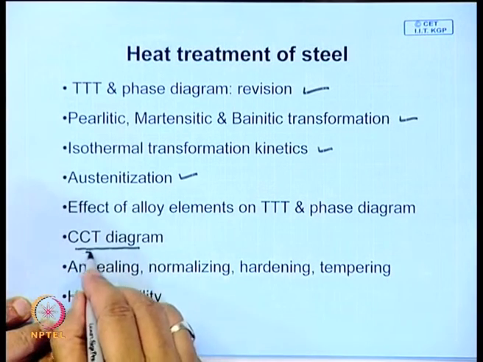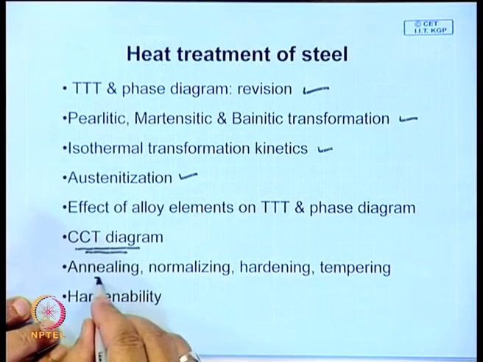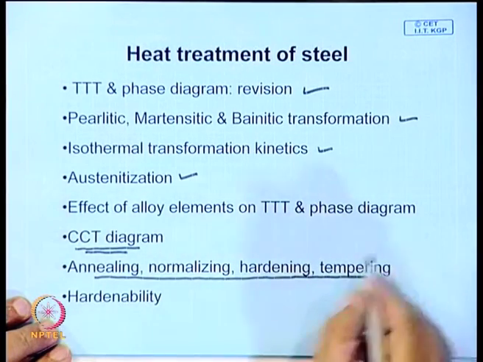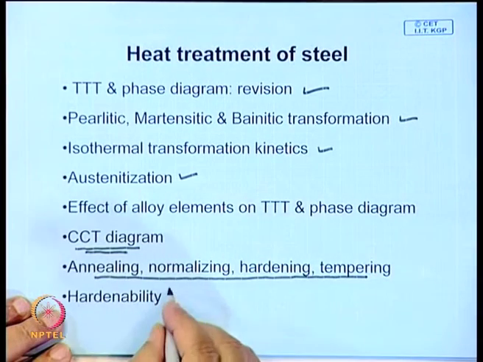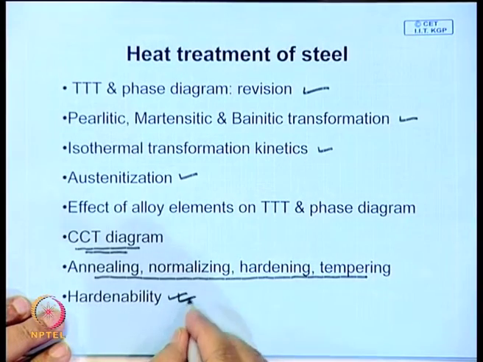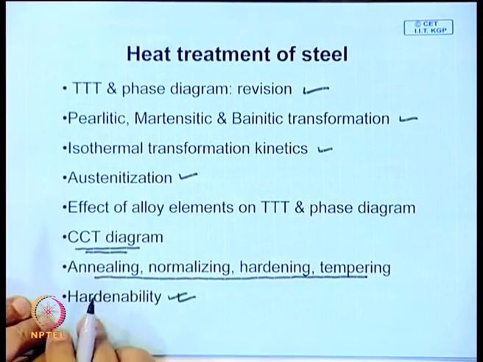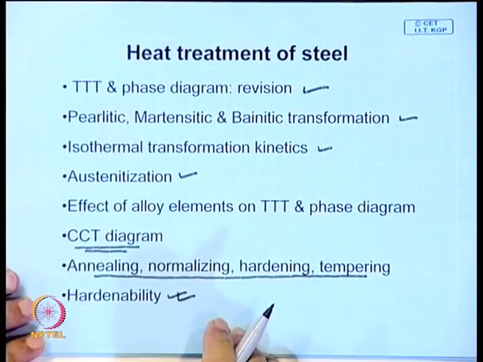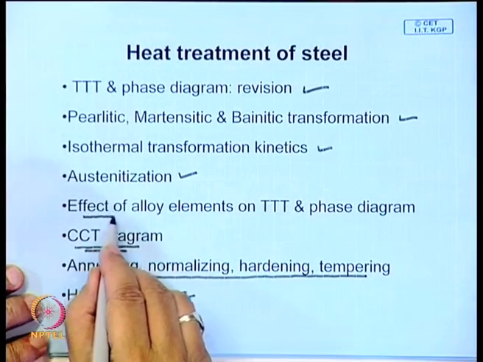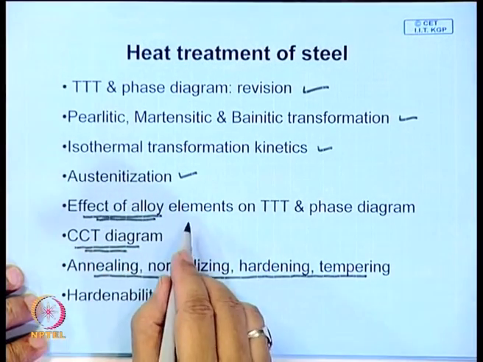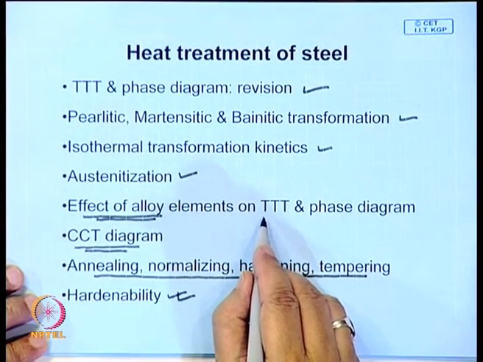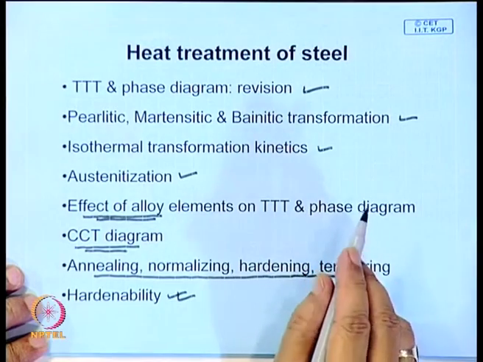the CCT diagram and how they are made, and some common heat treatment processes. And there is a part which is left out. I think last class we introduced hardenability. Today we will see a little more about some important aspects of hardenability, and we will also try to look at how alloy additions, meaning other than carbon, affect the transformation diagrams, both TTT, CCT, and the phase diagram.